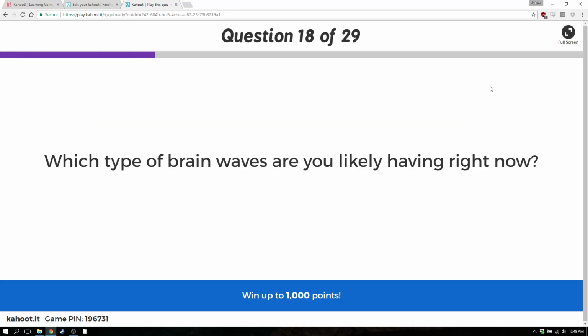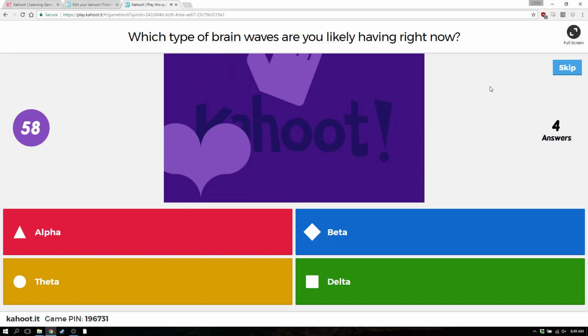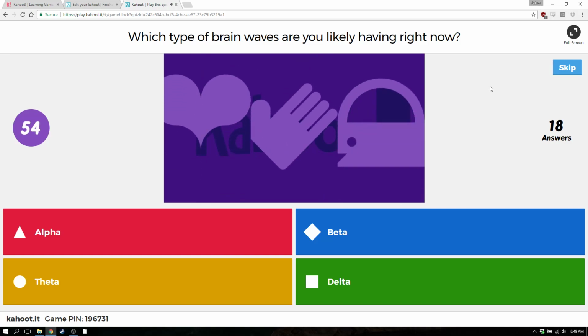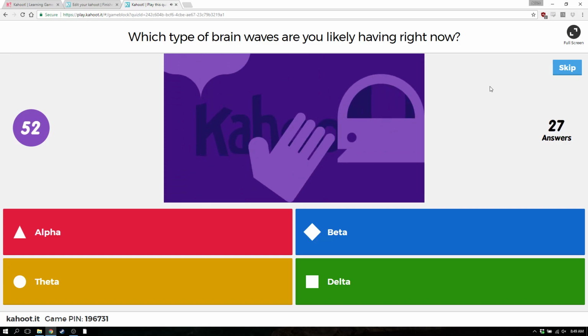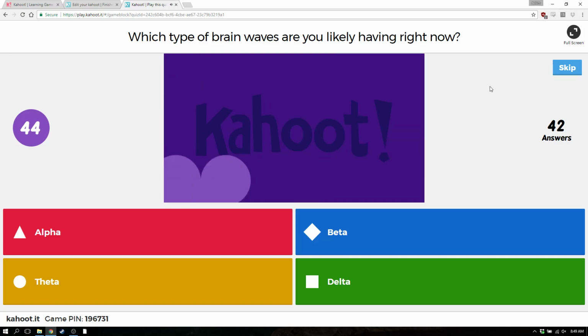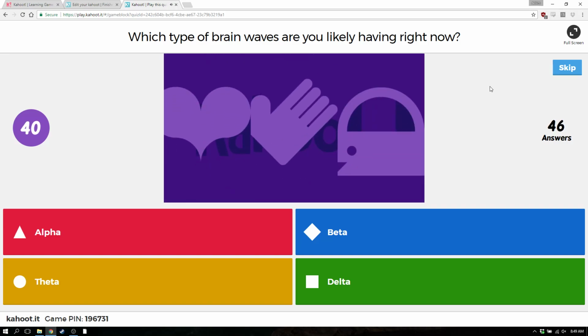Which type of brain waves are you likely having right now? You're thinking really hard, you're focusing on the question. Which one should we be seeing? I may see a few inappropriate waves around here, but I think mostly I expect to see this one type of wave. This could be multiple right answers. This has one right answer.